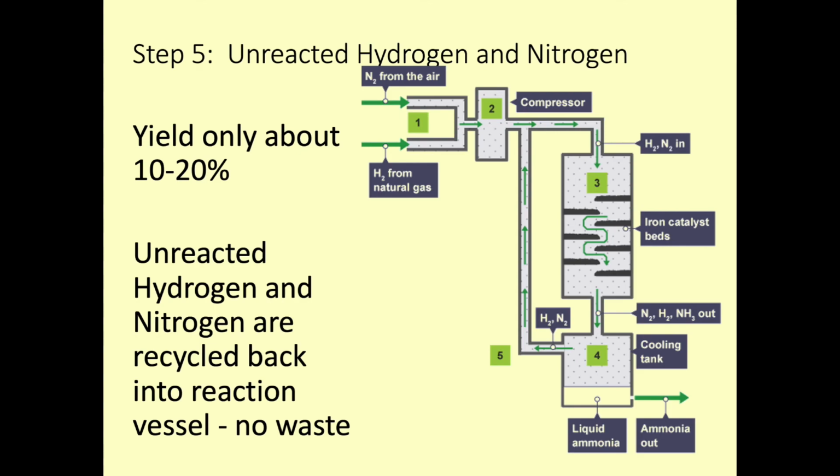As we looked at earlier with our graph, we do end up with quite a low yield. Realistically only 10 to 20% as the percentage yield of ammonia. But what we can do, as you can see in the diagram, is recycle any unreacted hydrogen and nitrogen back into the reaction vessel so that we don't get any waste from this reaction.